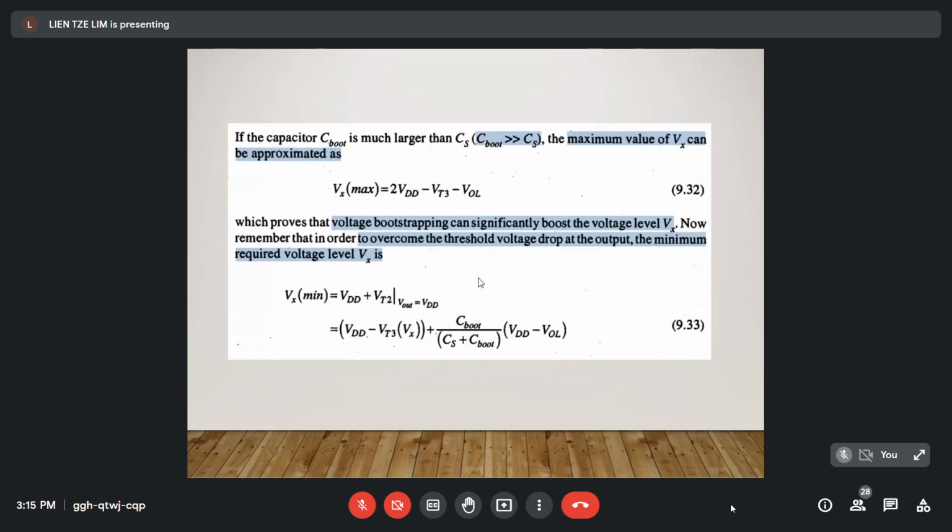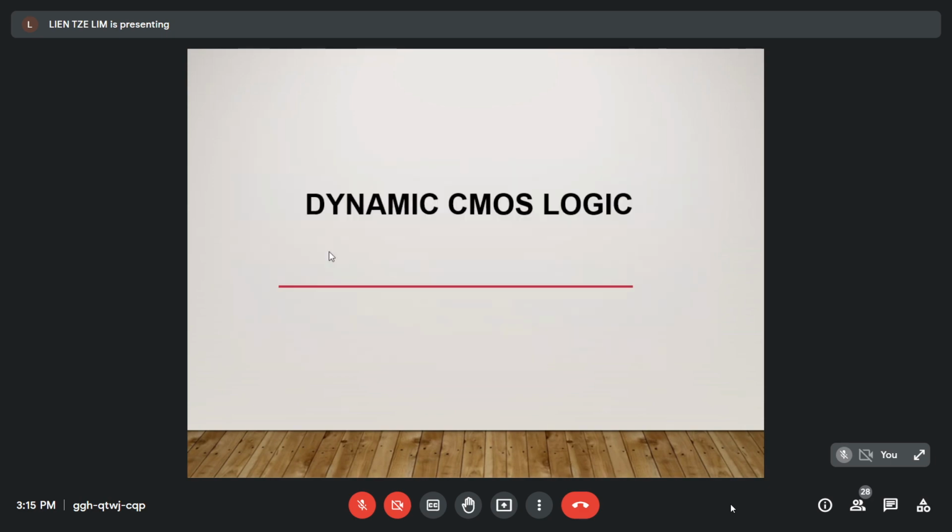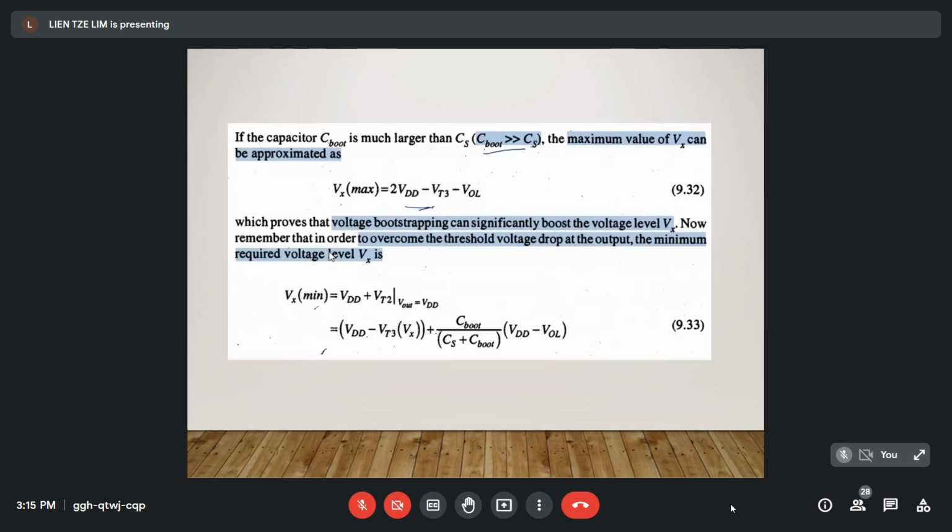There is also another formula for Vx when we evaluate Vmax, when C boot is larger than CS. So this is the formula. And if we want to determine the Vx minimum, we can use this formula. This is just for your information. I think I stop here.